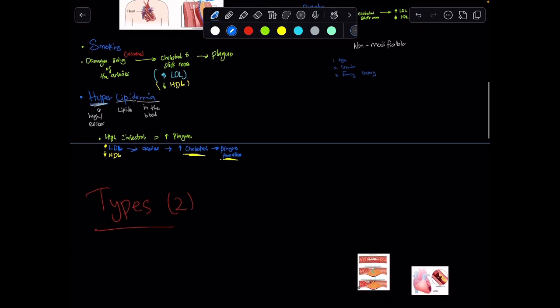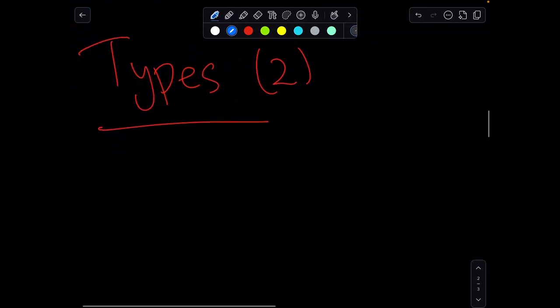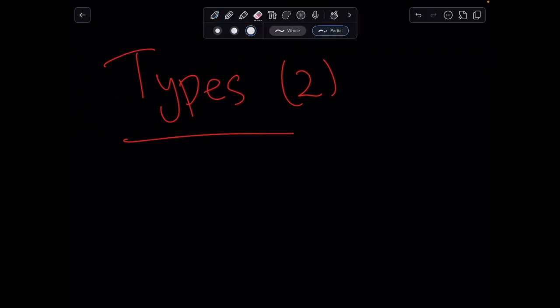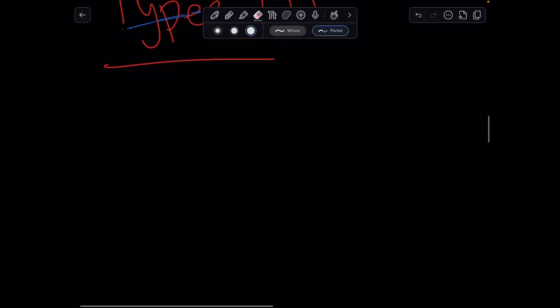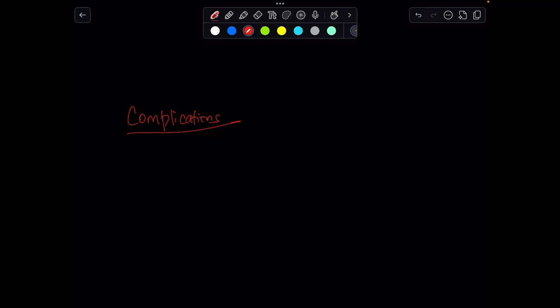Okay, yeah. So before we go over the types and close, what we're gonna go over is the complications. What do we notice when we have coronary artery disease? Reduced blood flow. We already know why there's reduced blood flow: the narrowing from the plaque causes less blood to flow through the vessels. That's pretty straightforward, guys. We know what happens.